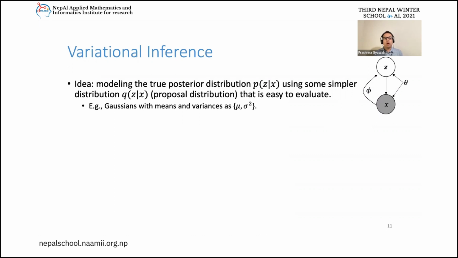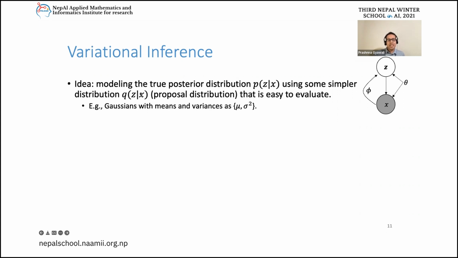So what exactly is variational inference? The idea of variational inference is that we want to model the true posterior distribution p(z|x). Why we want to model it has become quite obvious, because we want to have this generative model. Since we were unable to get p(z|x), we accepted the crux of the problem, and we are okay to use some simpler distribution. Let's consider it as q(z|x), which is often known as a proposal distribution or also variational distribution.